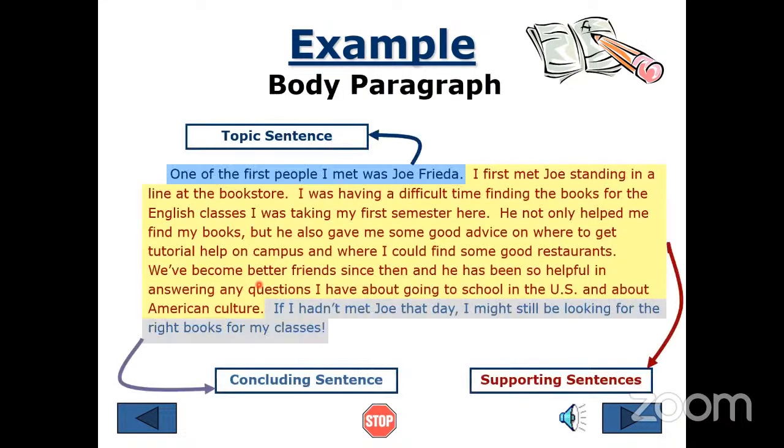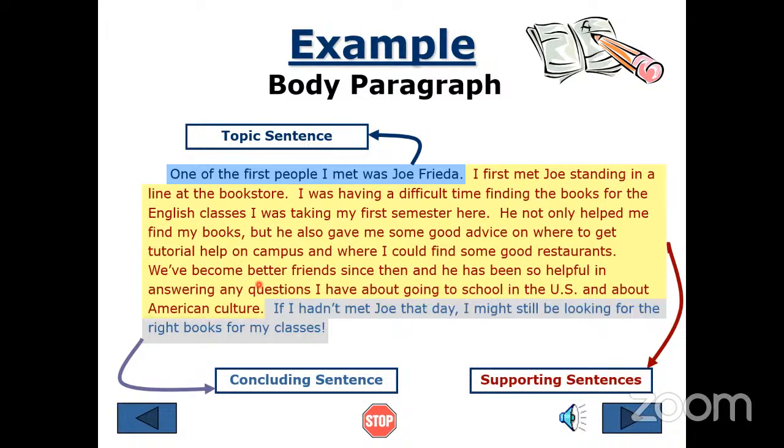So let's continue. This is another example of a body paragraph. Okay, in this case, the topic sentence is at the beginning. One of the first people I met was Joy. So it means that the whole paragraph that I'm going to develop is going to be about Joy.